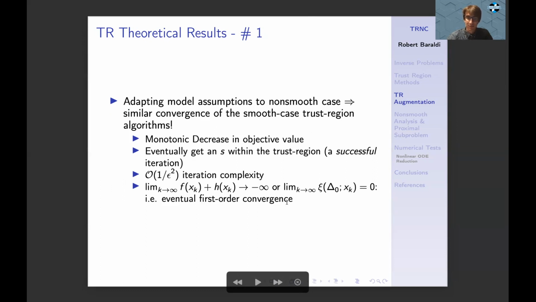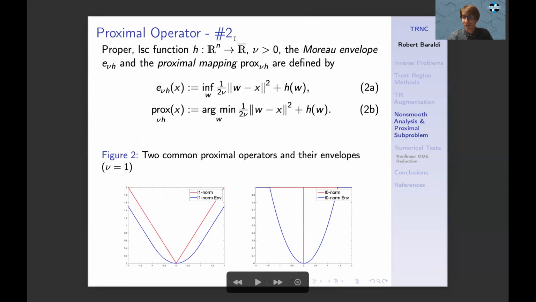Now to answer the second part of the problem, we rely on something called the proximal operator, defined by these equations here. The first one is called the Moreau envelope, and the second one is called the proximal mapping. Essentially, instead of minimizing just this h term, you're now minimizing h plus some quadratic regularization term. The way to interpret that is that you're optimizing h near some x.